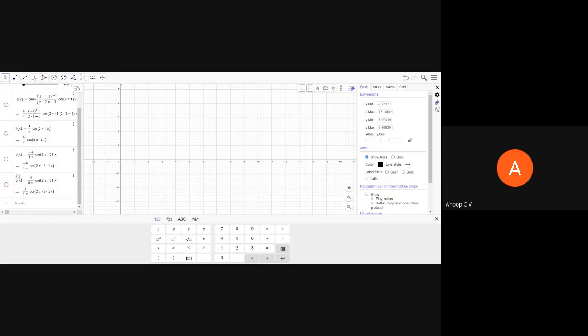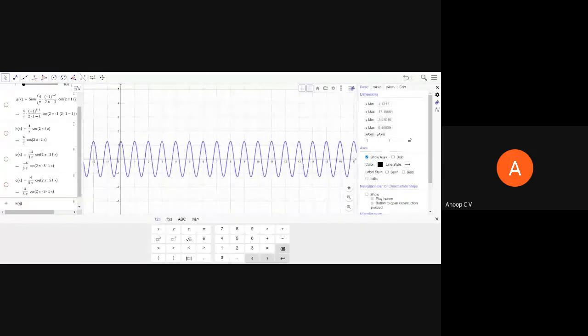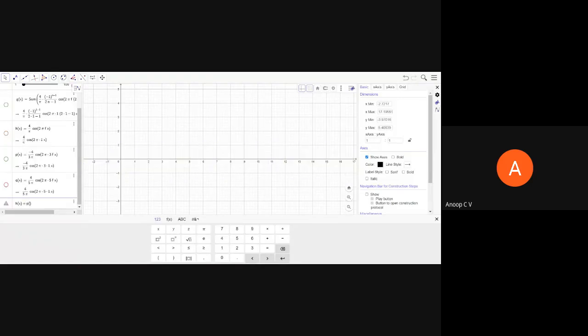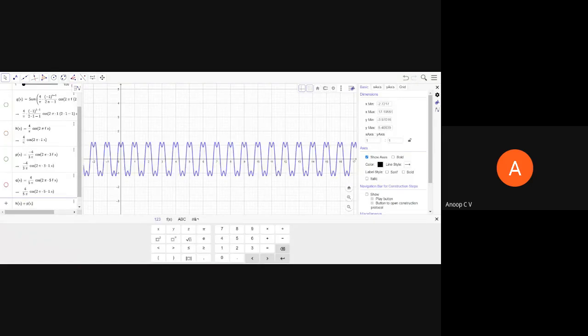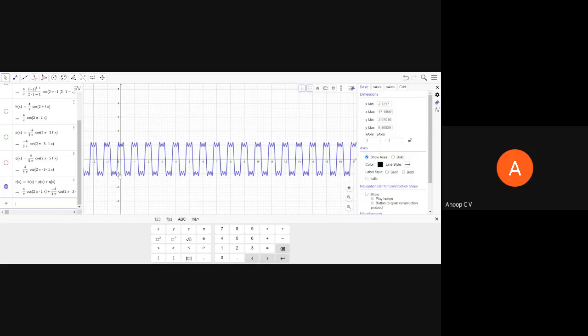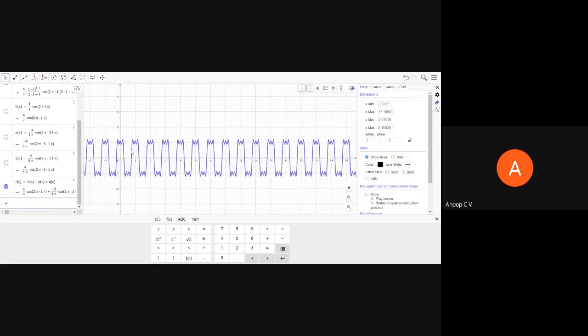So now my question is, I've named them as h of x, p of x, and q of x. If I add these three, what will I get? What am I supposed to get? h of x plus p of x plus q of x. Are we getting somewhat of a square wave? Can you see we are getting something? If I add more terms, it will be a more accurate square wave, right?